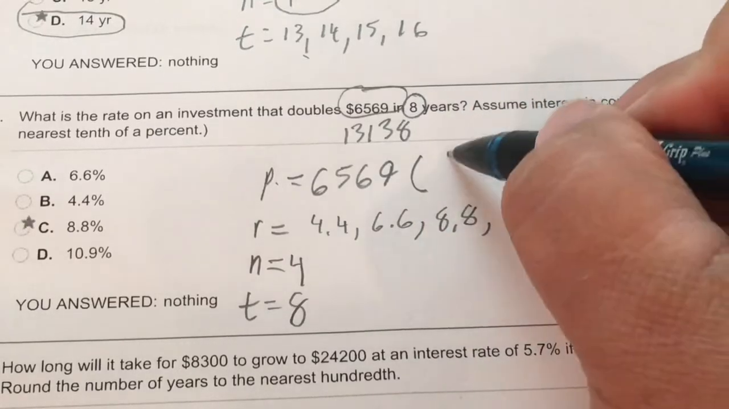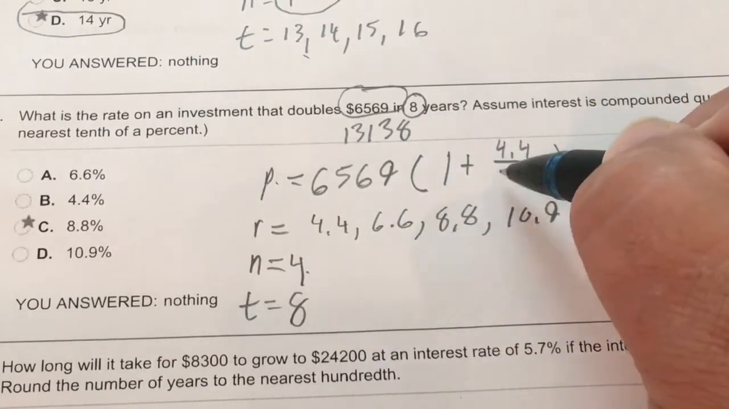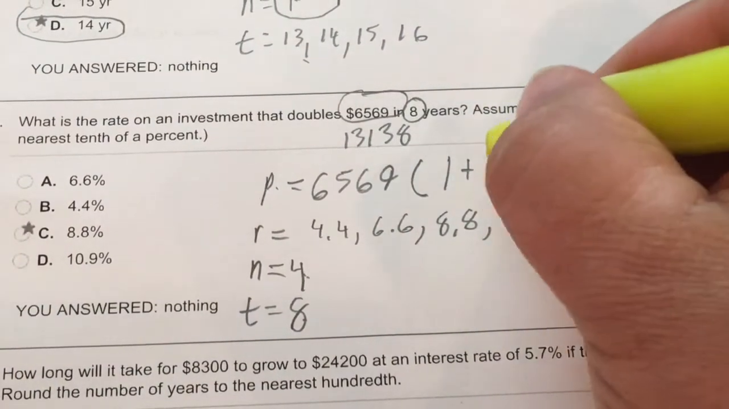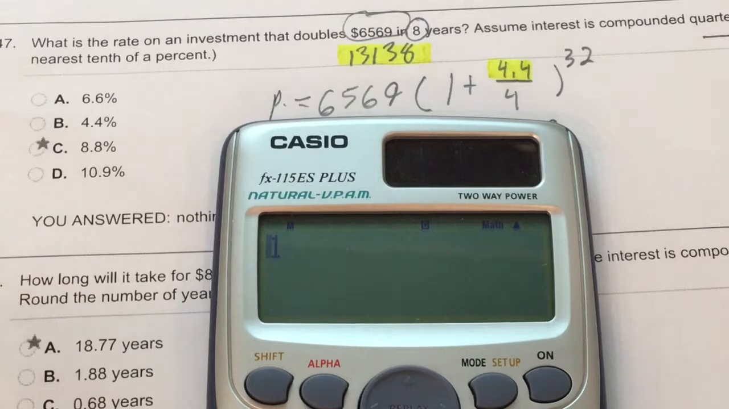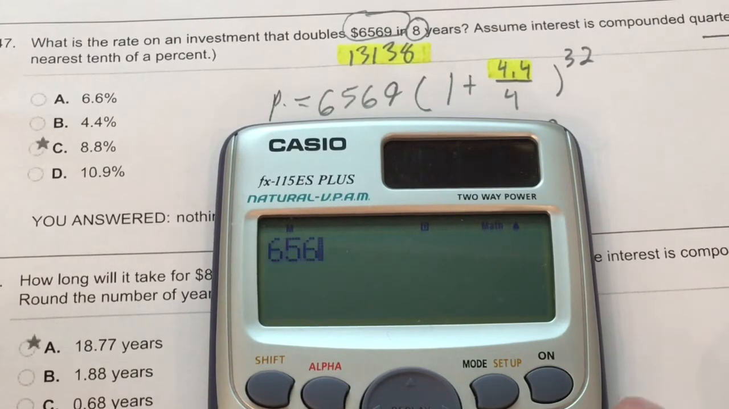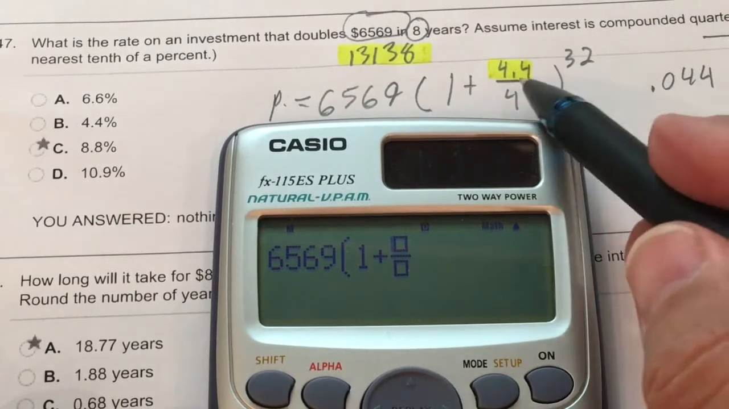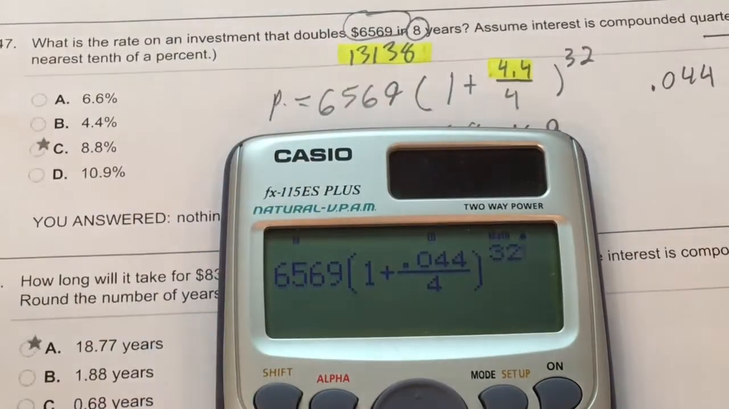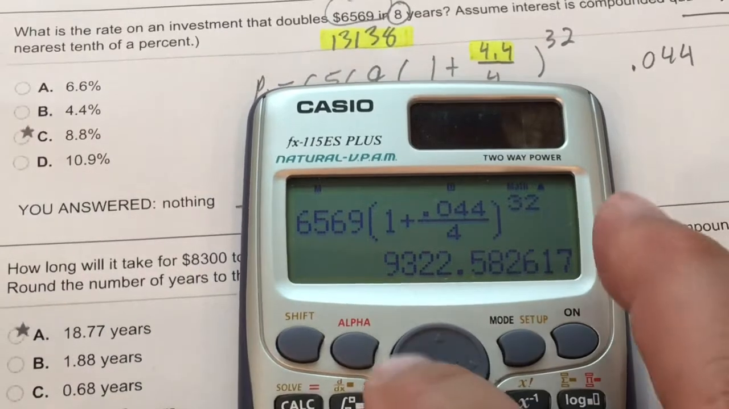So I'm going to set it up. 1 plus fraction bar. One of those, 4.4, I'm going to try first, and then I'm going to change it. Over 4 to the 4 times 8, which is going to be 32. The only number that I'm going to keep backtracking and changing is this rate, until it equals double that, until it equals 13,138. So let's give it a shot. 6,569, parentheses, 1 plus the fraction bar. We're going to start off with 4.4%, or it's supposed to be 0.044. I messed up, 0.044. You have to move that decimal over 2 places. Over 4 to the 32nd, and we're hoping it equals 13,138. It does not.